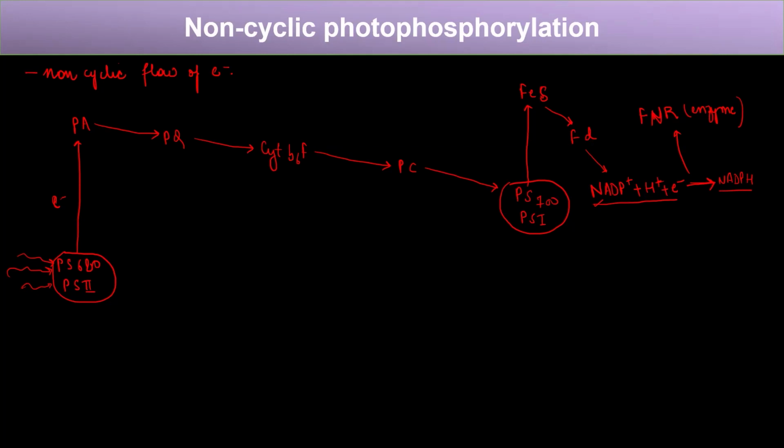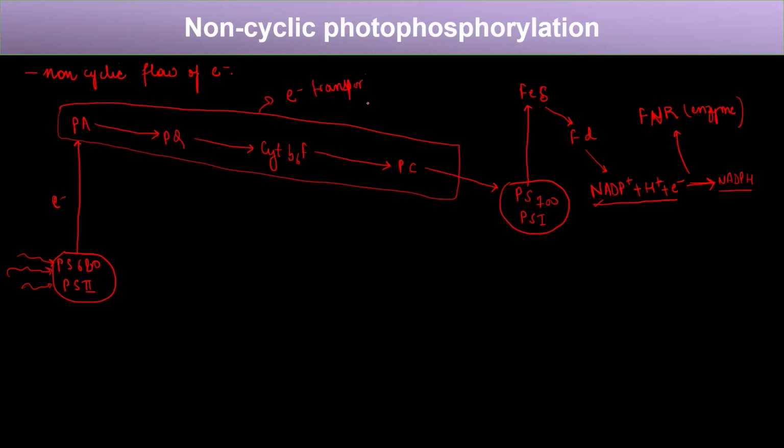Now the question is, the electron is getting excited and transferred to these electron carriers, which comprise the electron transport chain. But how does PS2, or P680, maintain its electron number? It is important to maintain it. Otherwise, at some point it will be completely depleted of electrons and hence cannot perform photosynthesis, right? So from where is it maintaining its electrons?